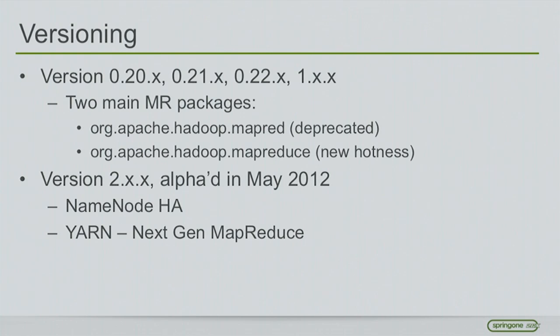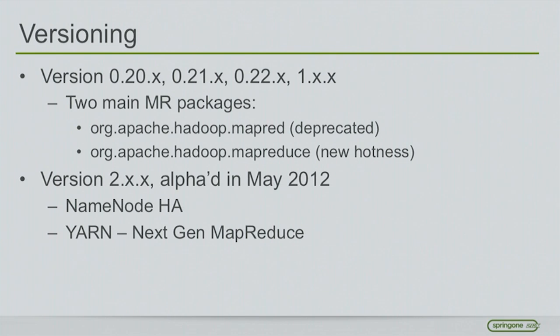Some versioning information. We're in a transformation between the first version of Hadoop and the second one. So versions 0.20, 21, 22 morphed into the Hadoop 1.0 line. And with that, from a programming perspective, there are two main MapReduce packages: Hadoop.mapred, which is deprecated, and Hadoop.MapReduce. So some examples that you might come across while working in the blogosphere might use this old deprecated package, but that's less common now since everything's being updated to the new one.